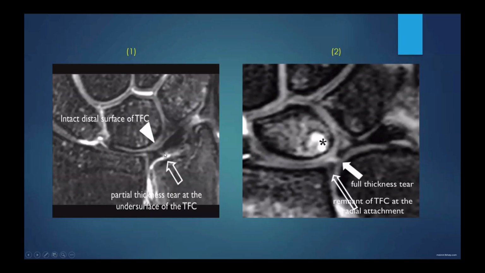This case represents a partial thickness tear at the undersurface of triangular fibrocartilage. And the second case demonstrates a full thickness tear at the radial attachment of triangular fibrocartilage. We see a gap and discontinuity of the ligament.